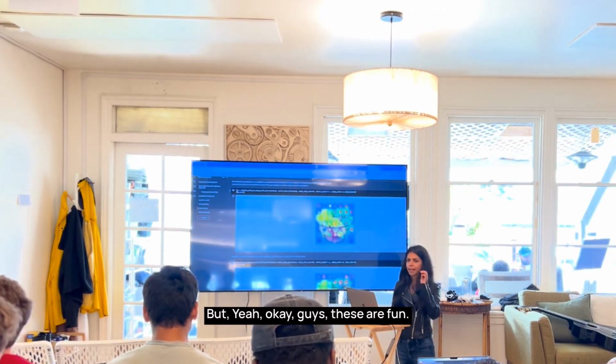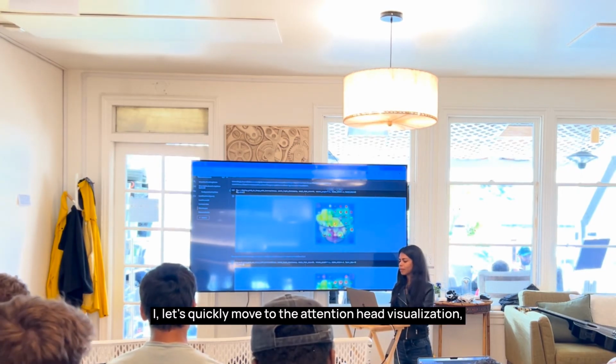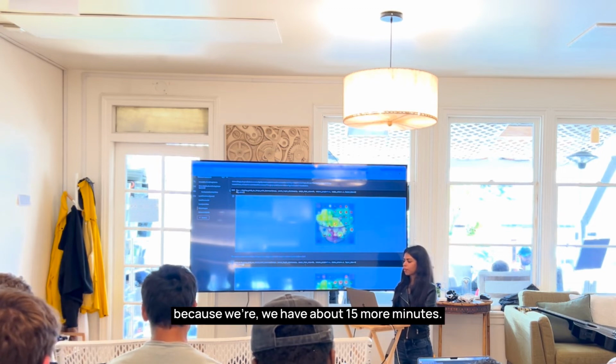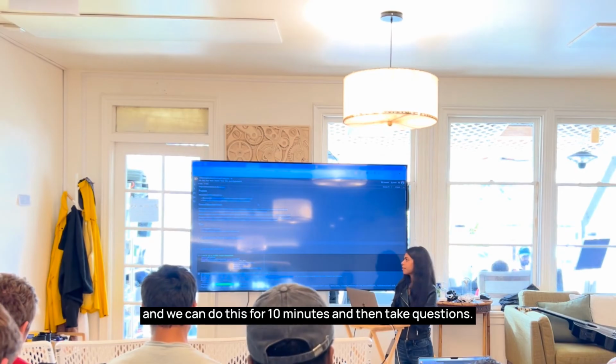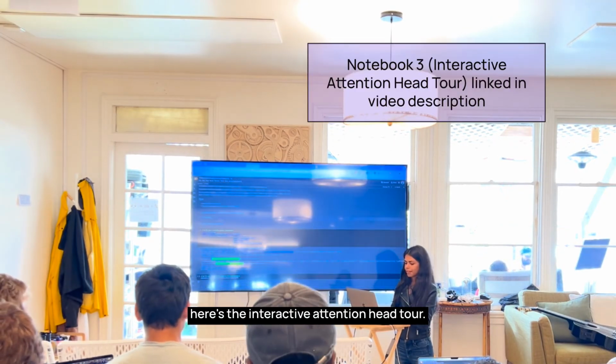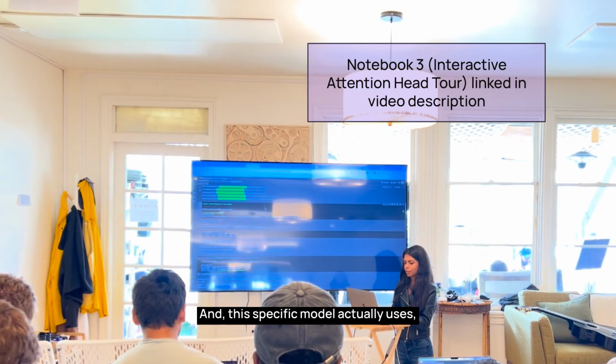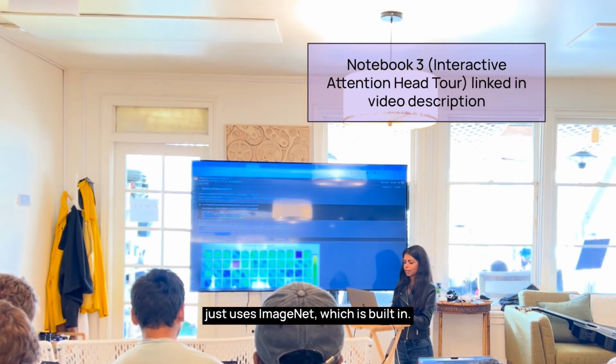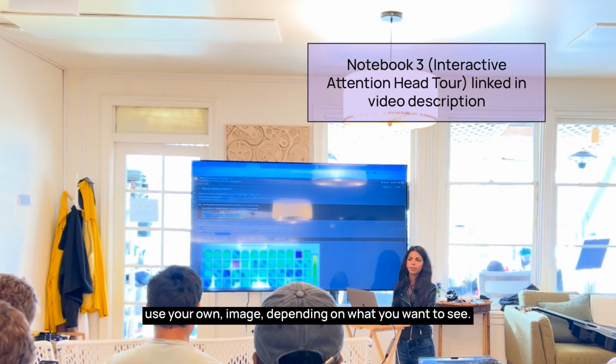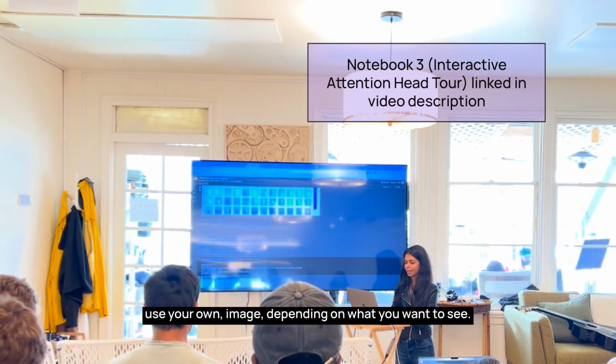But yeah, okay, guys, these are fun. Let's quickly move to the attention head visualization because we have about 15 more minutes, and we can do this for 10 minutes and then take questions. Here's the interactive attention head tour, and this specific model uses ImageNet, which is built in. You're welcome to use ImageNet, or you're welcome to use your own image, depending on what you want to see.